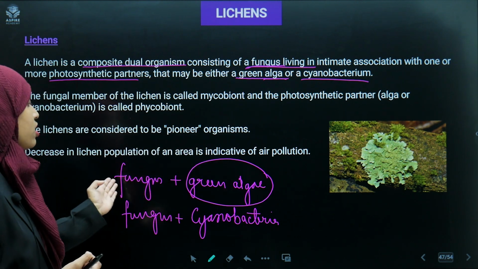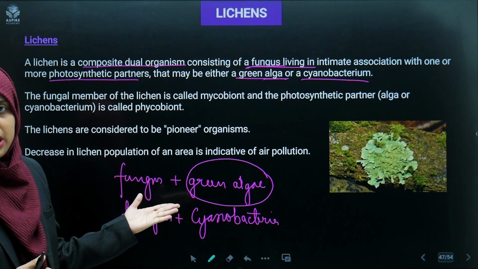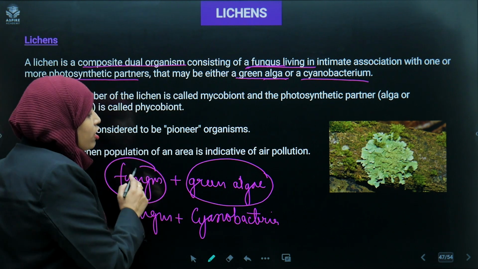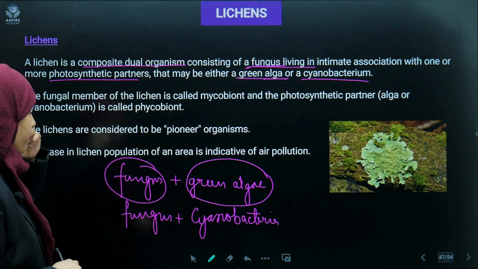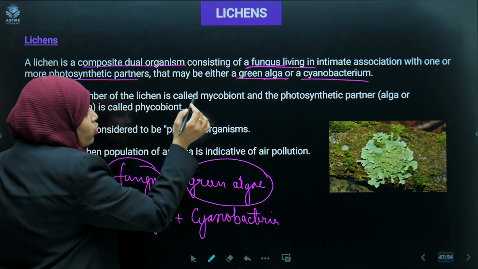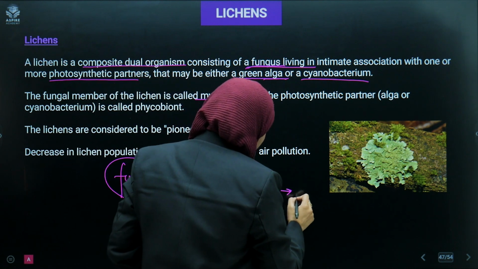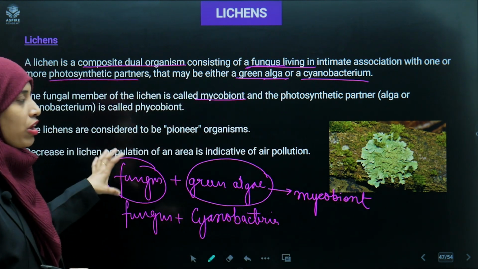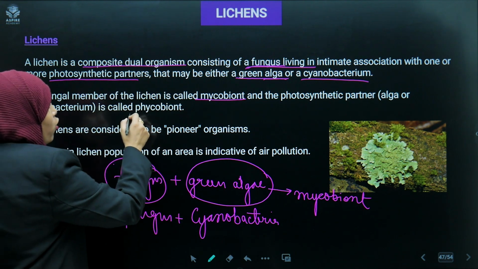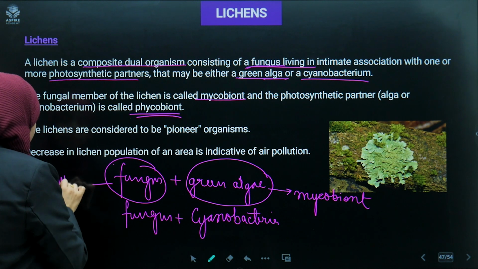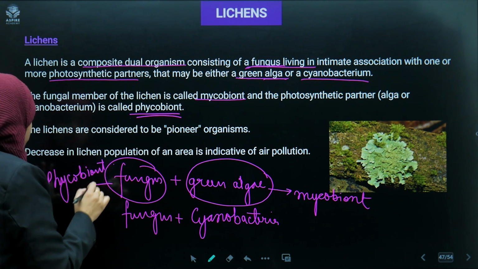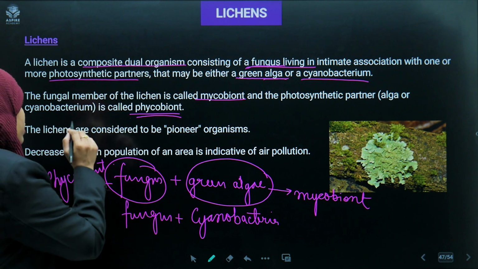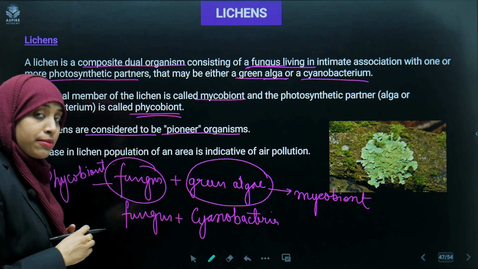And who gets the help from that photosynthesis? The fungus will get the nutrition because fungi are non-green plants. Being non-green, they cannot make their own food. So the fungus is dependent on the green algae for food. Now the fungal partner of the lichens is known as mycobiont, and the algal partner, green algae or cyanobacteria, is known as phycobiont. So lichens are considered to be pioneer organisms.